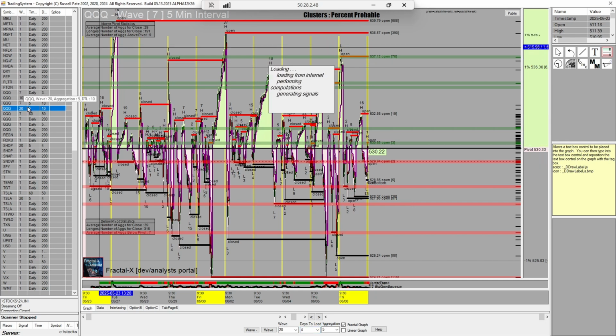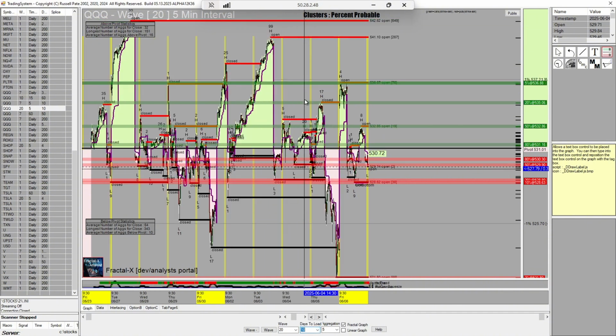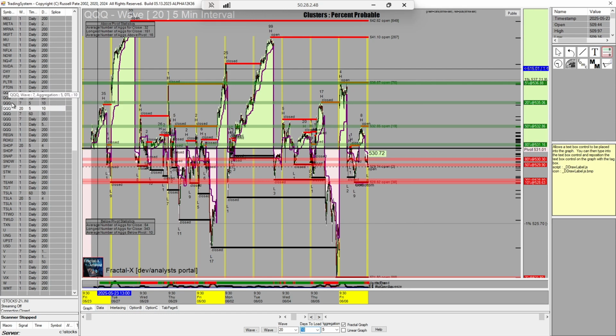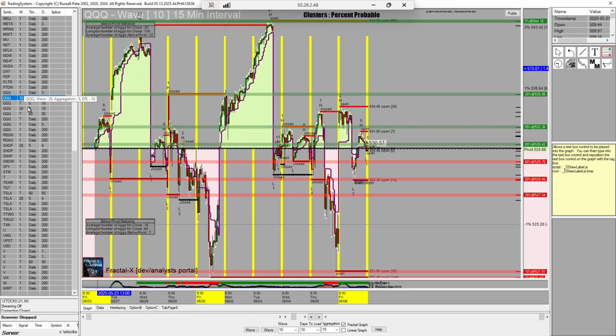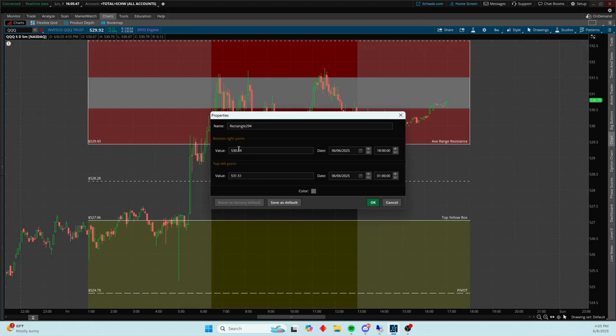Now continue to the 20-way 5-minute. Go ahead and load up 10 days. And you can see the same thing where we had this previous cluster, which is right here, showing us that we've previously reversed in this area. So across all three of those time frames, the 7-way 5-minute, 10-way 15-minute, and 20-way 5-minute, we created this gray zone off of it. And the value was from 530.54 to 531.51.